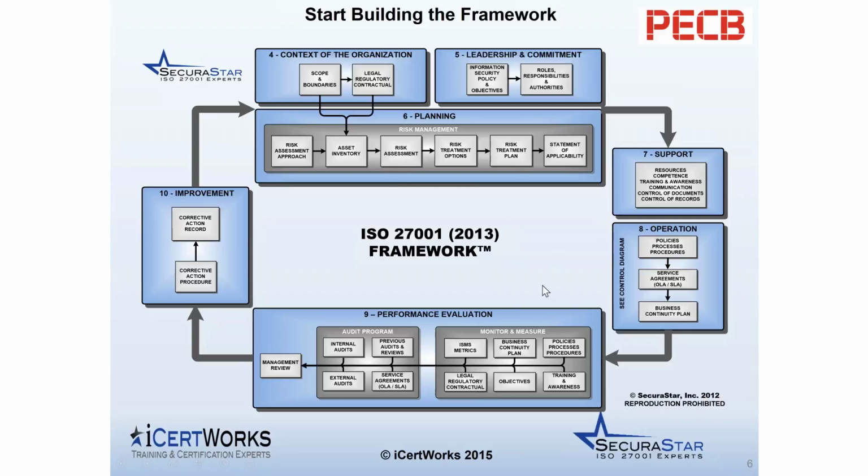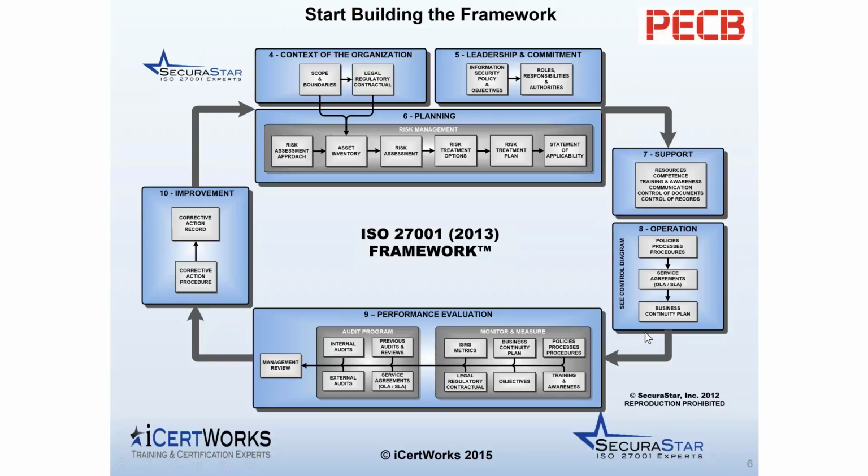Okay, so we're not going to go through all of this today, but I just wanted to show you that these are all related here in a continuous improvement process: 4, 5, 6, 7, 8, 9, and then 10 here, and then it just keeps going around and around in a continuous improvement process.